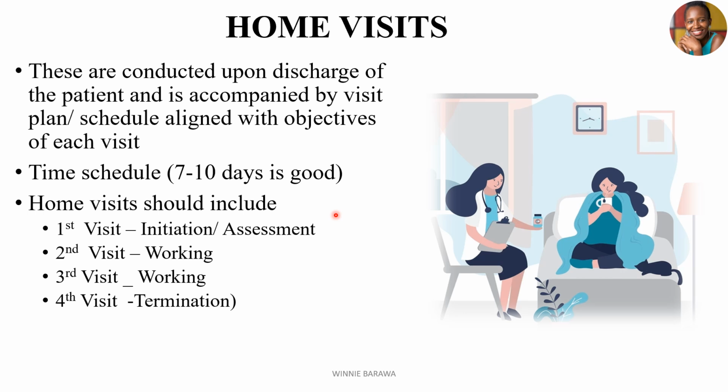The home visits are normally organized into 4 visits in the nursing care planning. We have the first visit, normally the initiation visit or the assessment visit. Then we have the second and third visits, which are usually the working phase. Here we are working on implementation of the management that we agreed on in the first visit. The second and third visits are more like follow-up visits, reinforcing the management and agreeing on the next steps.